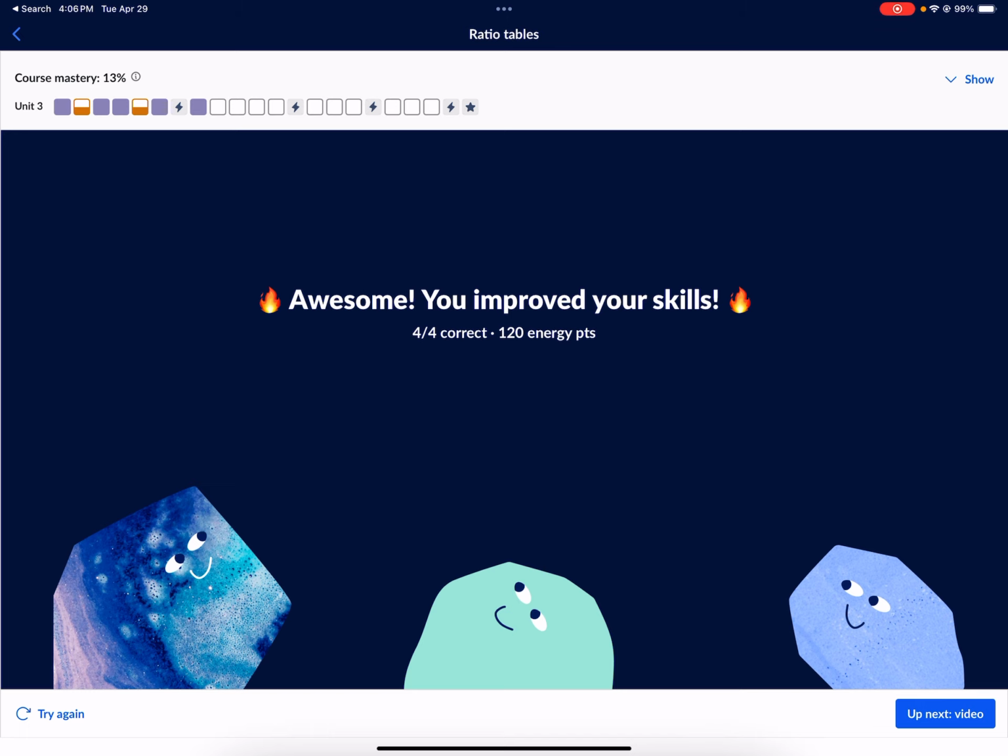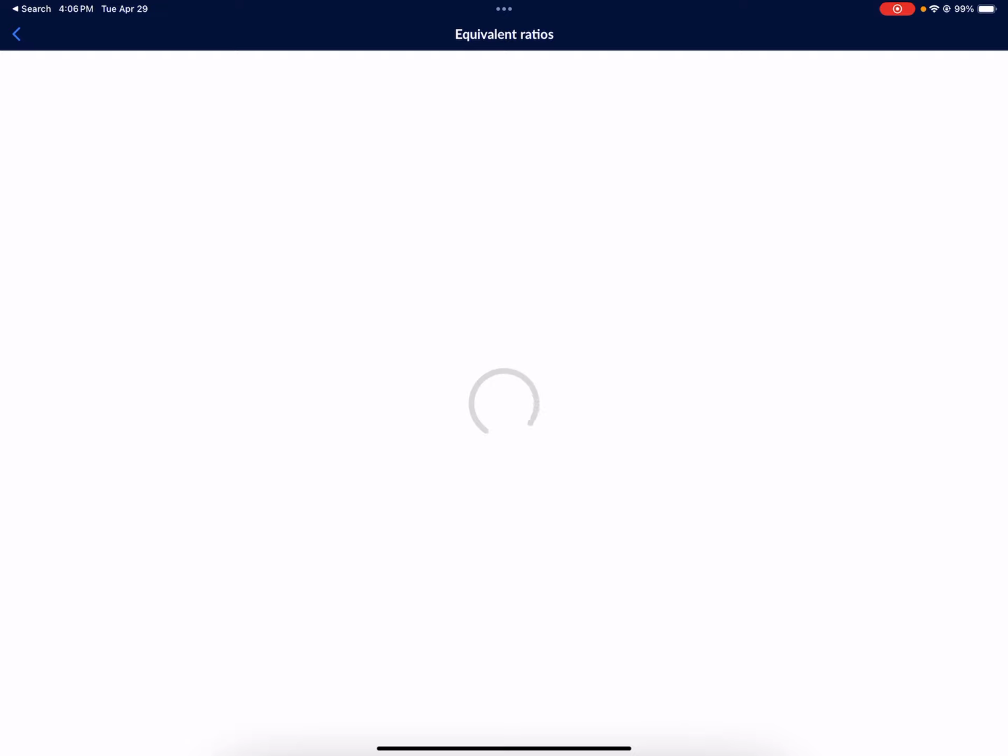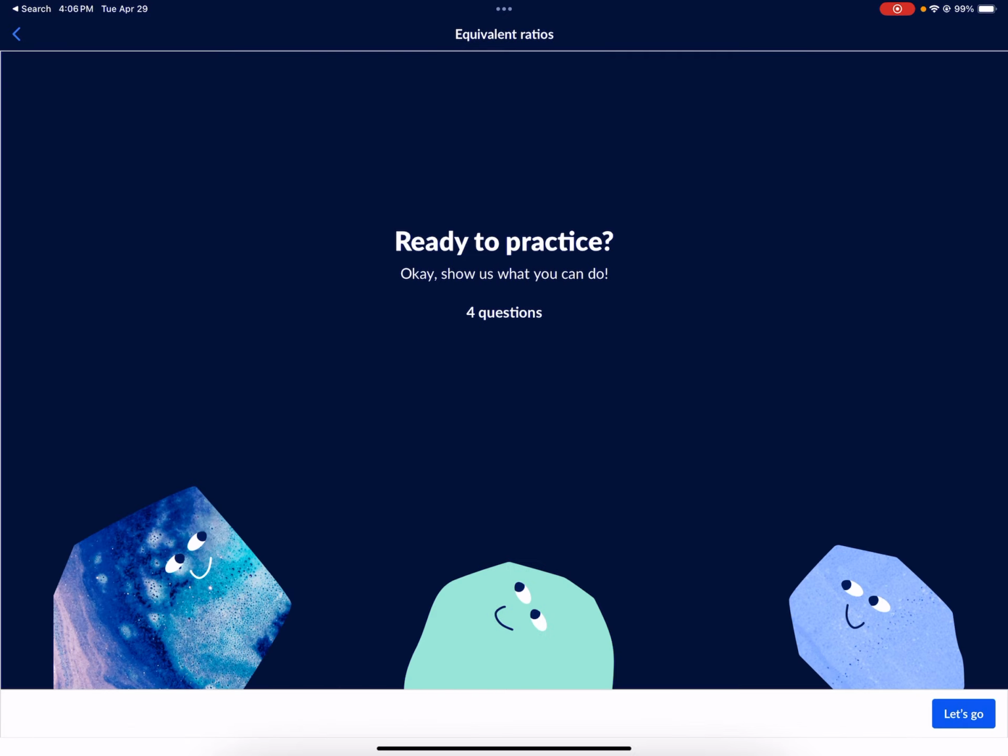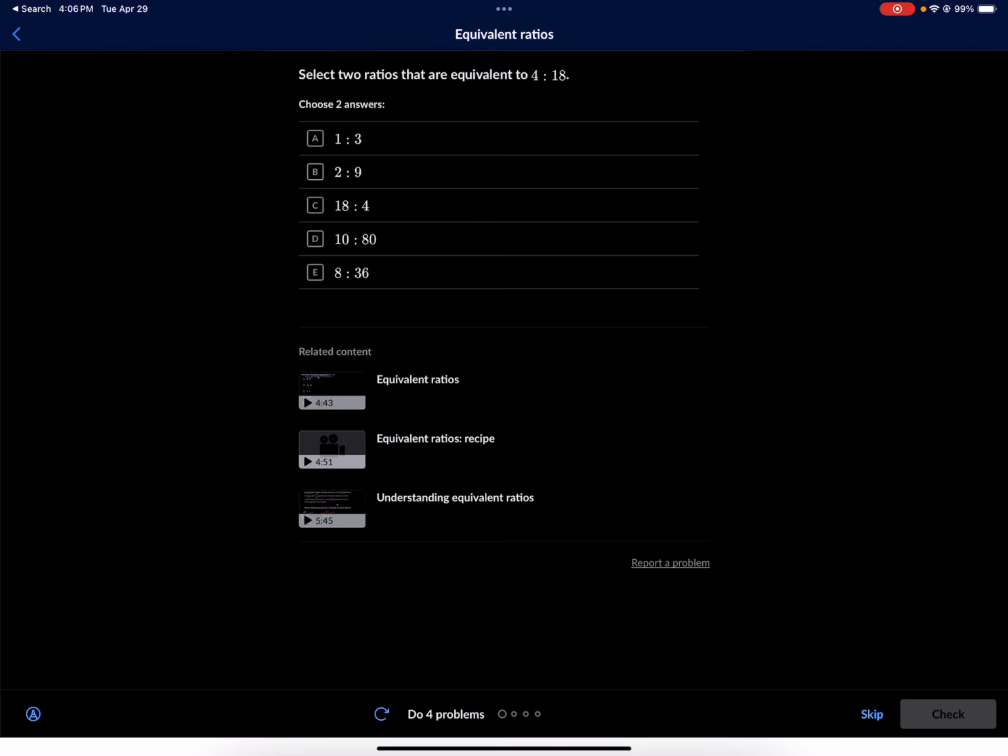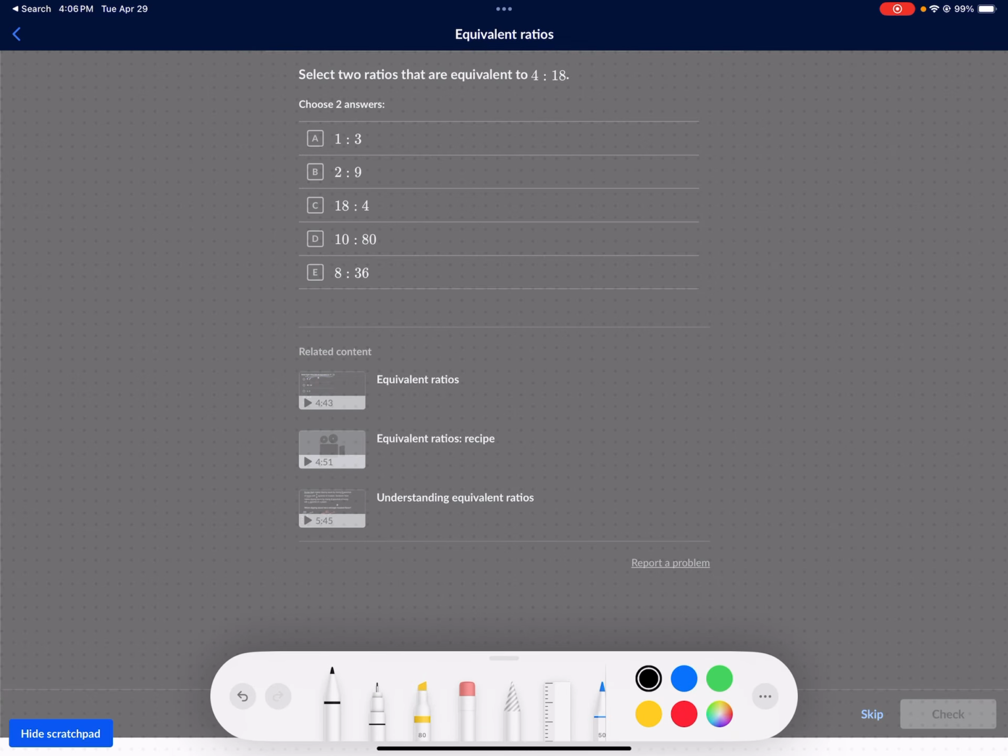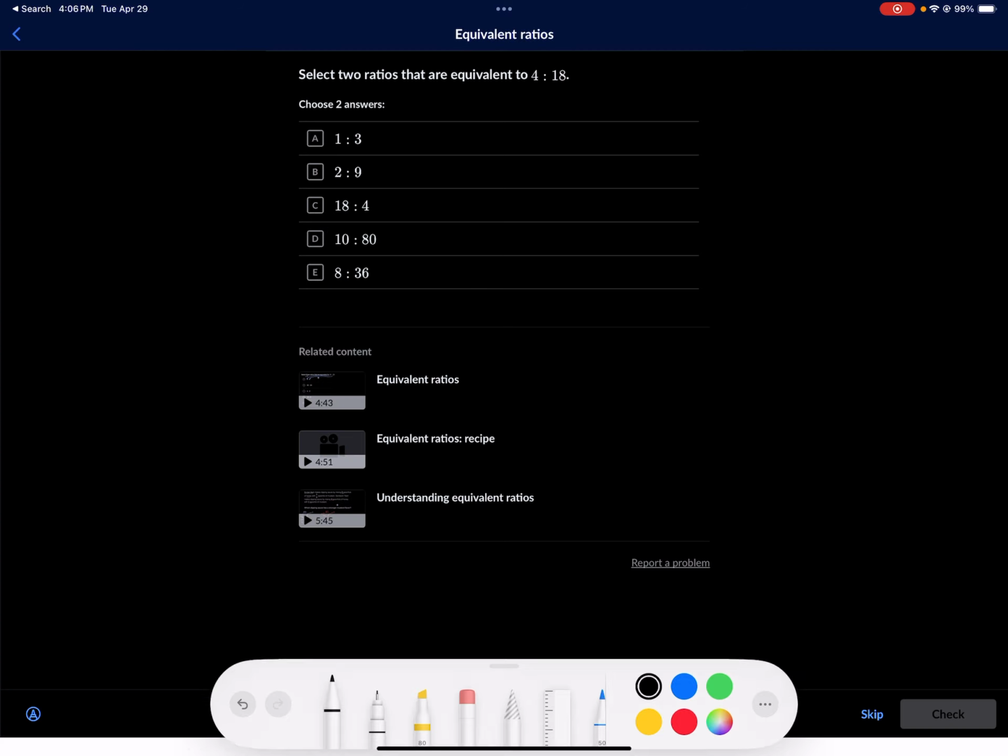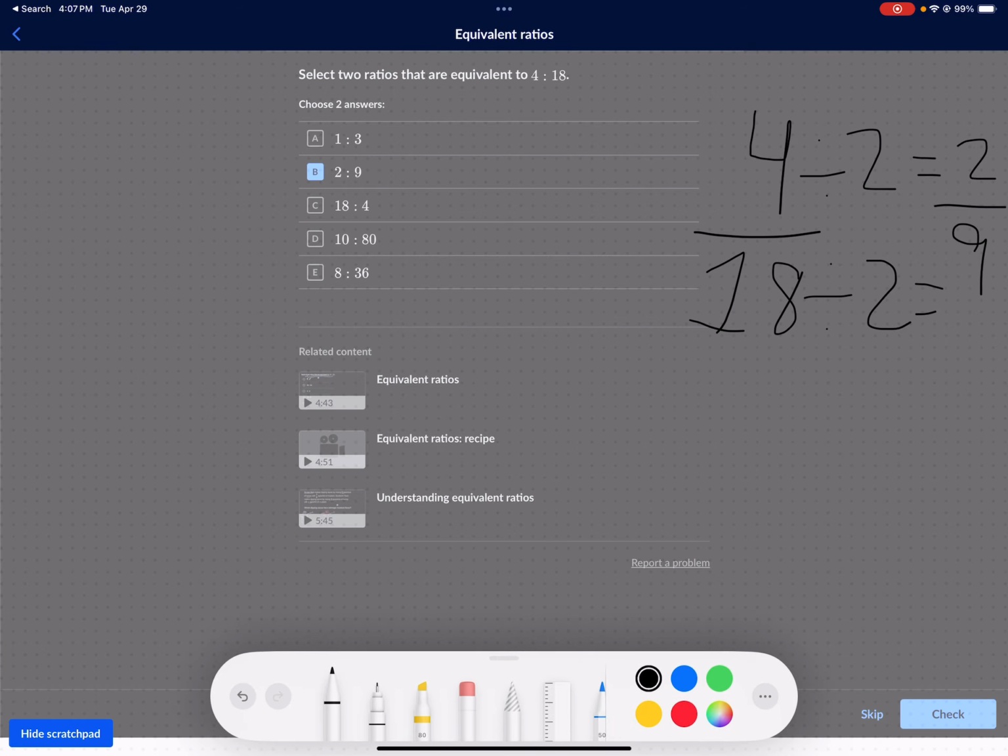All right, moving on. Let's do equivalent ratios. Okay. Select two ratios that are equivalent to 4 to 18. Here we go. We got something that we may be familiar with. So, do we remember how to simplify ratios? If you do not, you can check out my previous video. But if we have two numbers that are even, we divide them by 2. So if we divide each of these by 2, what do we get? 2 over 9.